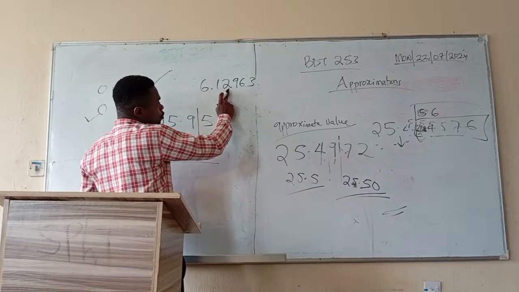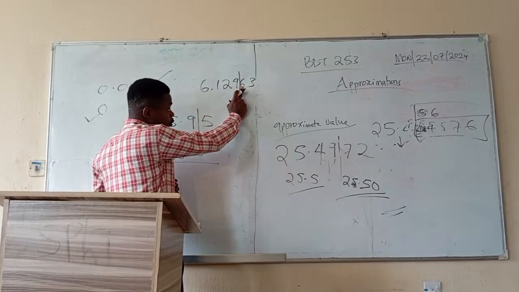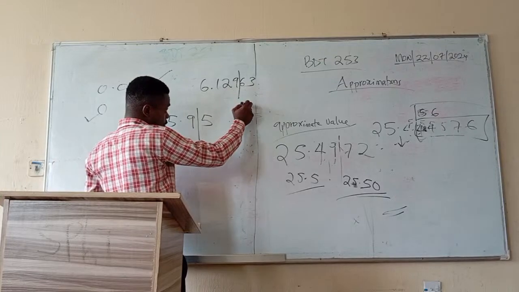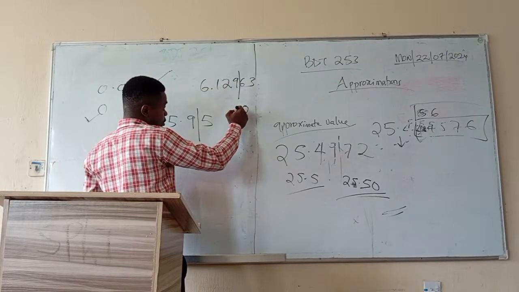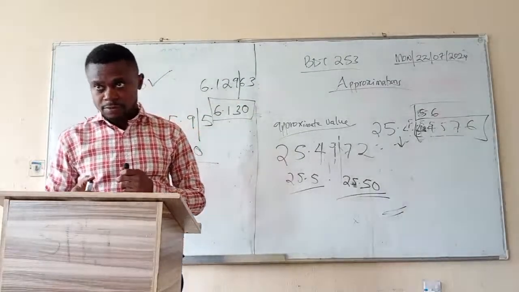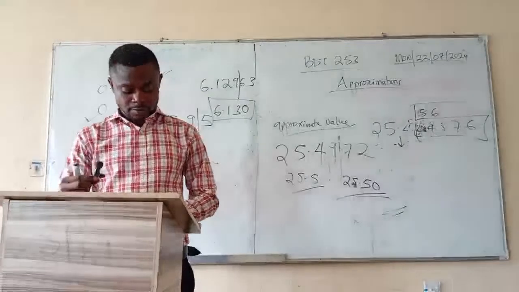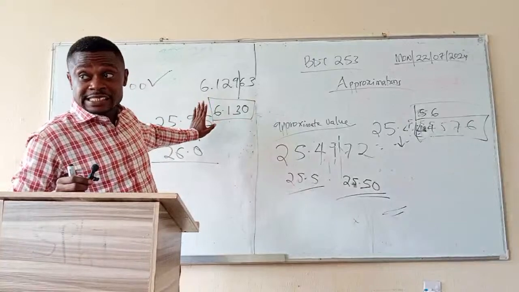One, two, three, right? This is 6. So what do we do? It becomes what? Any question? I am moving to the next.